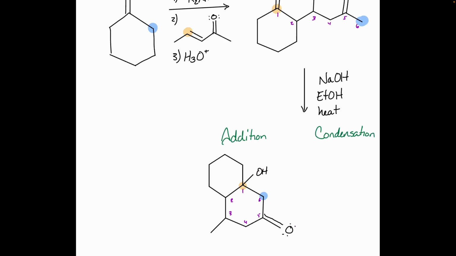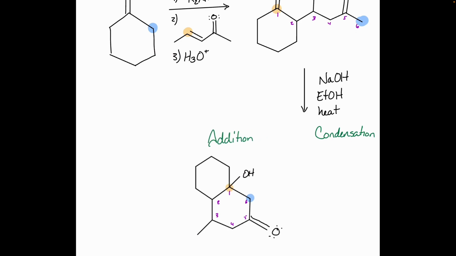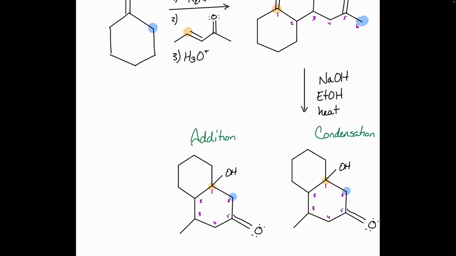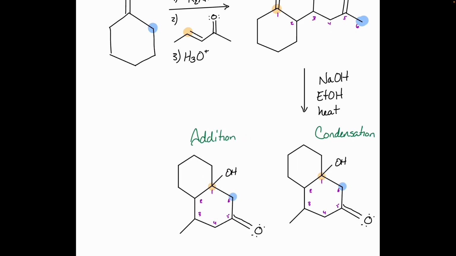Okay, and then for my condensation product, it's my addition product minus that alcohol group that got replaced with a carbon-carbon double bond. Okay, and that carbon-carbon double bond should be conjugated to that carbonyl group.